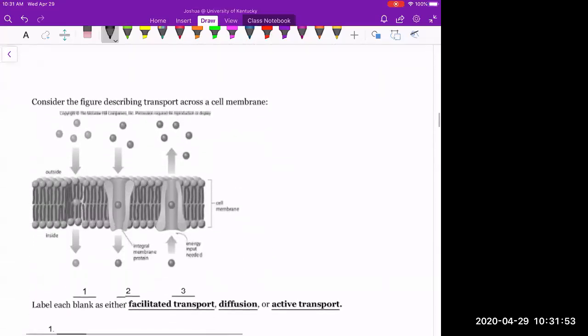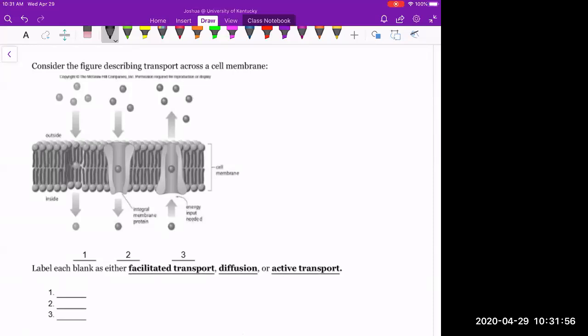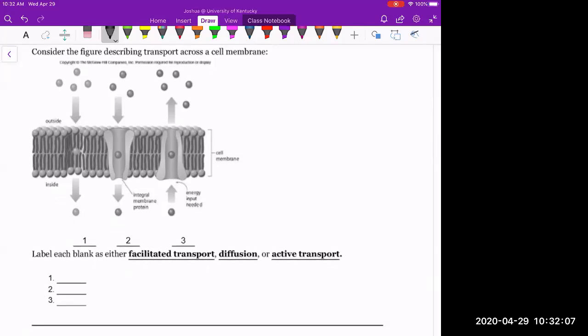Okay, next, consider the figure describing transport across a cell membrane. Label each blank as either facilitated transport, diffusion, or active transport. Blank 1 is diffusion. Small molecules are just going through the membrane. There's no facilitator at all, just passive diffusion through the membrane.